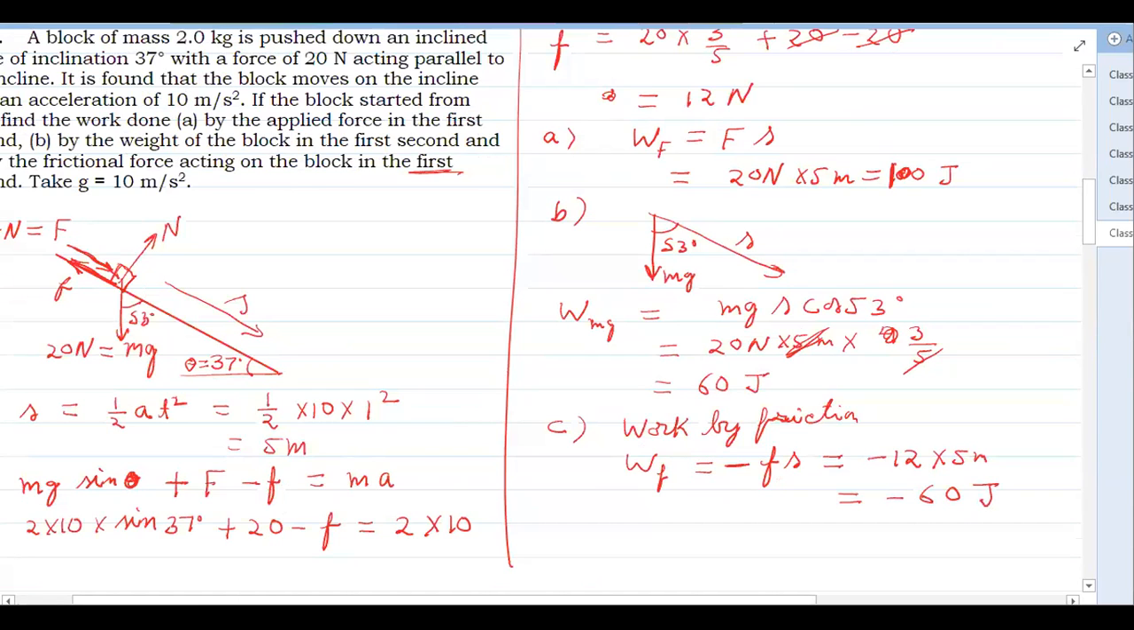So the work done by the external force is 20 Newton into 5, that is 100 joule. The work done by the gravitational force will be 20 into 5 into 3 by 5, that is 60 joule. And the work done by friction will be minus 60 joule. Okay, so in this way we can solve.